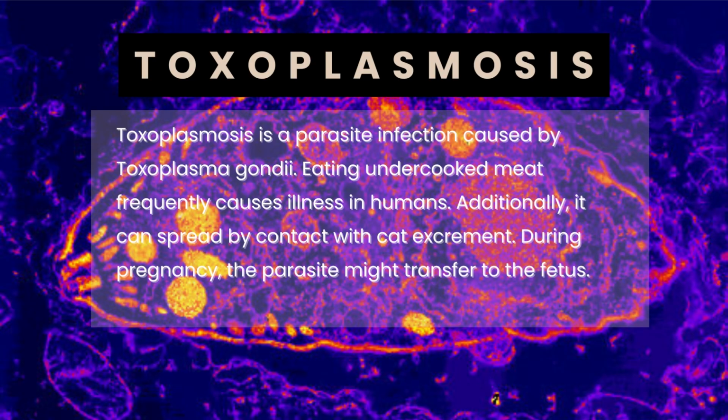Toxoplasmosis is a parasite infection caused by Toxoplasma gondii. Eating undercooked meat frequently causes illness in humans. Additionally, it can spread by contact with cat excrement. During pregnancy, the parasite might transfer to the fetus.